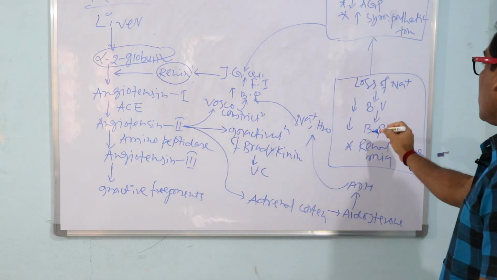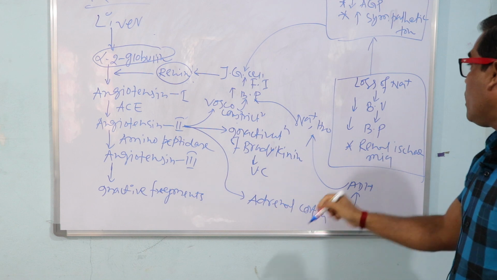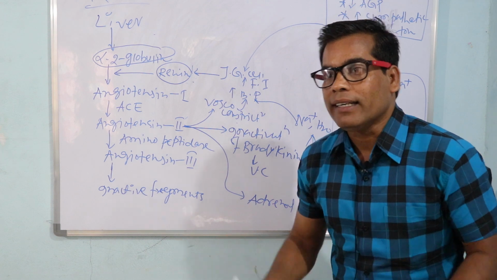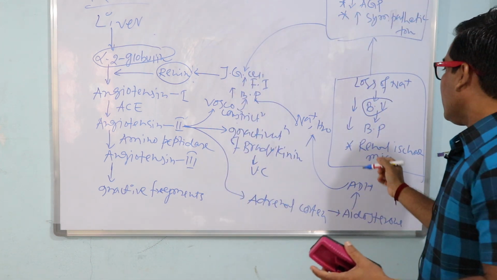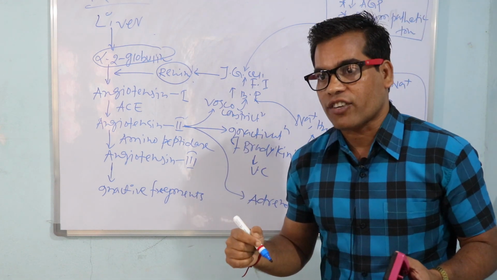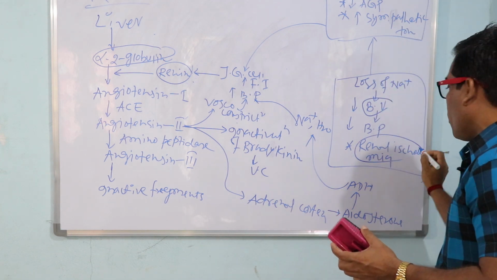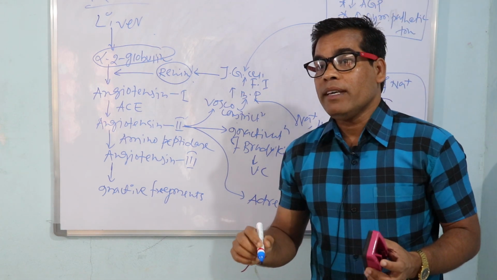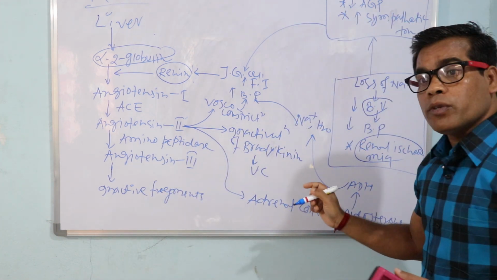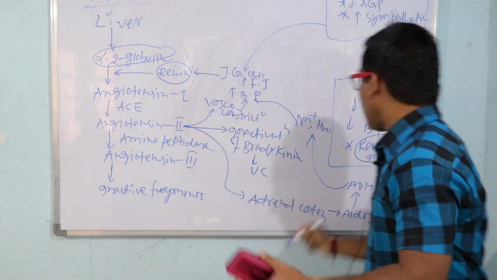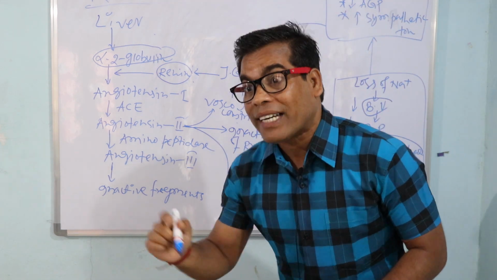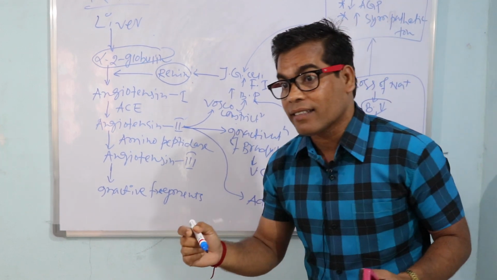You see here, we said that loss of sodium ion ultimately leads to a fall in blood volume. If the blood volume decreases, what will happen? The BP decreases. Then if the BP decreases in the kidney, this is called renal hypotension, and it ultimately leads to renal ischemia. What does ischemia mean? Ischemia means decreased blood flow to a particular tissue. Don't confuse it with hypoxia. Hypoxia means deficiency of oxygen in the cell, but decreased blood flow in the tissue is known as ischemia.